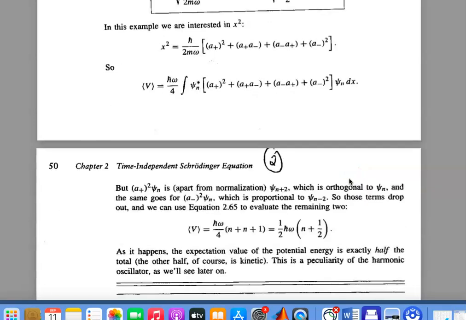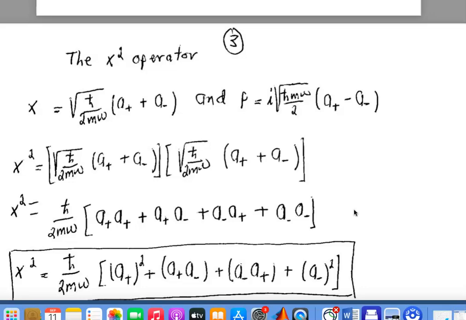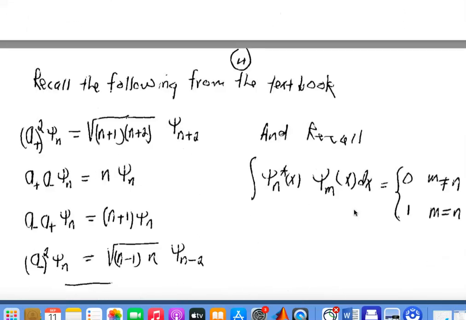Now, how do you make these calculations? Let me have you recall, as I have shown here. Where do I show that? Right here.